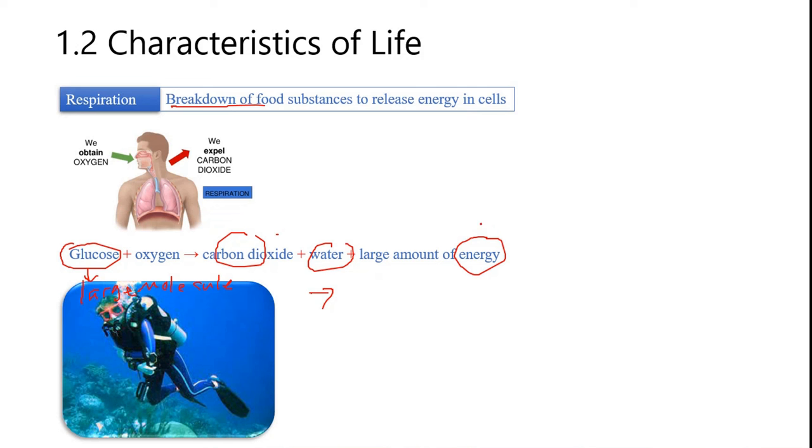This picture also shows that humans need oxygen. For example, under the sea, we need oxygen for respiration. And then the next characteristic of living things is excretion.